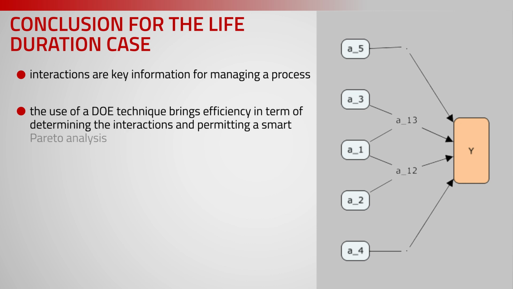In this case, the use of the DOE technique brings efficiency in terms of determining the interactions and permitting a smart Pareto analysis. You see that the answer, which is represented by Y here, is influenced directly by two of the factors, but we have three factors, 1, 2, and 3, that influence it directly and indirectly too, because we have two interactions. So the determination of the interactions has allowed us to have a bigger insight into our phenomena.